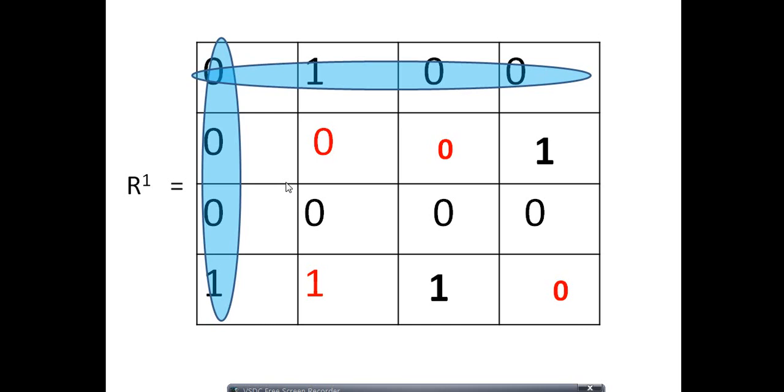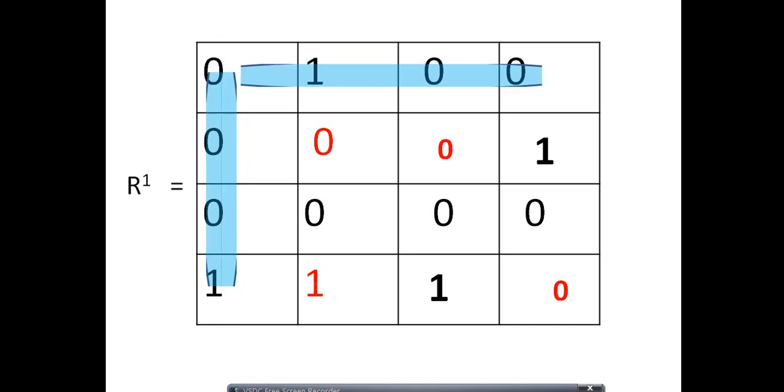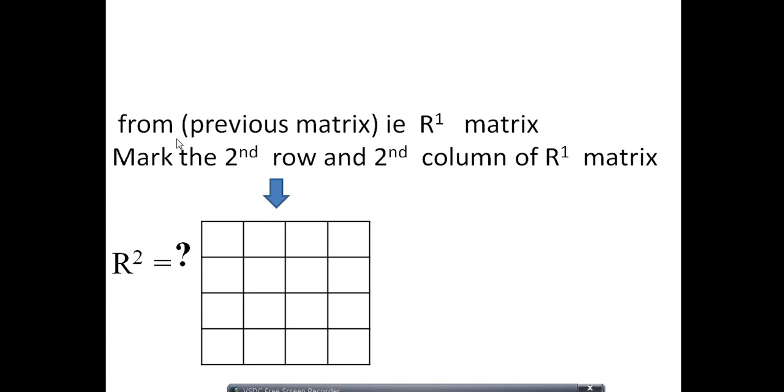How have we calculated the R1 matrix? From the previous R naught matrix. Next job is to calculate the R2 matrix. How will we calculate R2? From the previous matrix. The previous matrix is the R1 matrix, which we just calculated. In it, a small change is there: we have to mark the second row and second column of the R1 matrix.